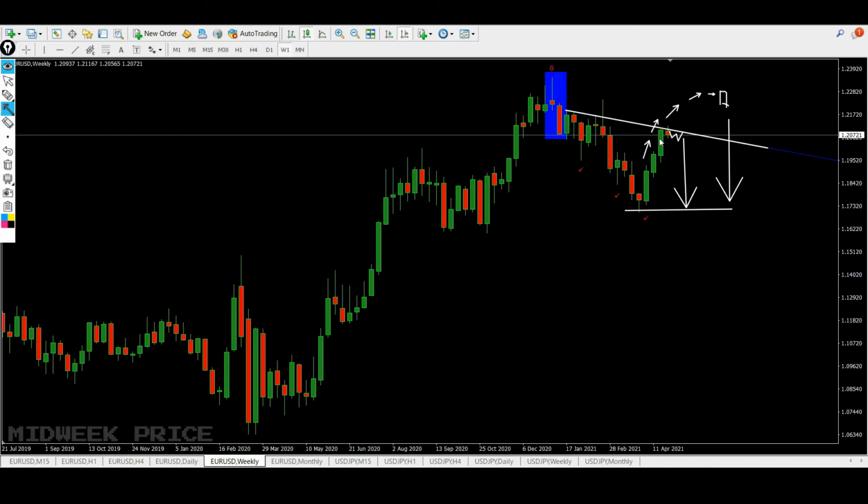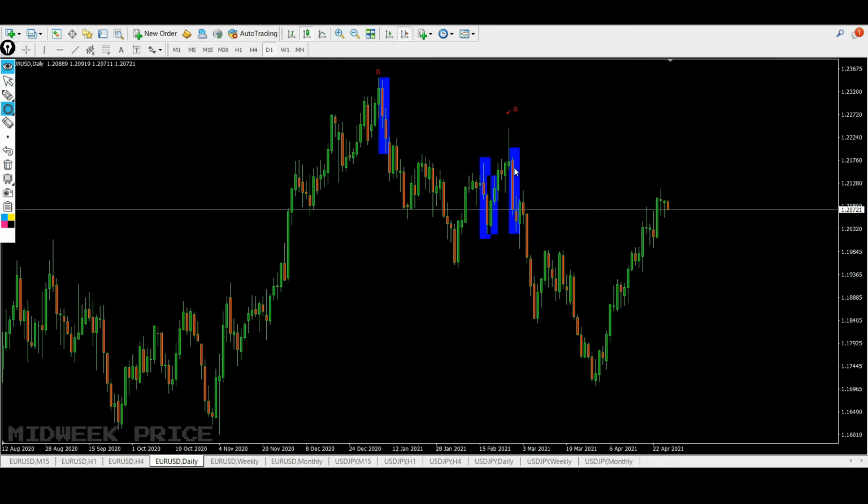Okay, now let me explain to you why this pullback may be very deep. So let's go over to the daily chart. Okay, the last short trade that formed on this daily chart was right here. Now this daily short trade possibly already hit its target right here. Now when targets are hit, normally price just pulls right back to stop out the short traders that are still in this short trade right up here. So there is a possibility that price could pull back all the way back to these levels right here.